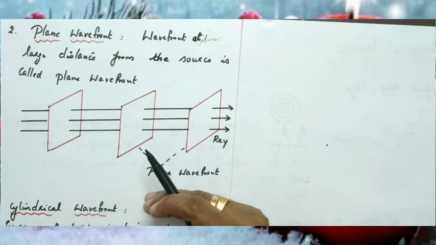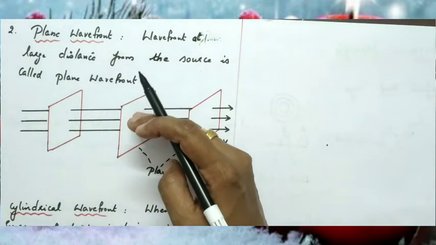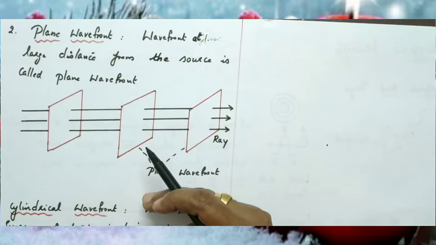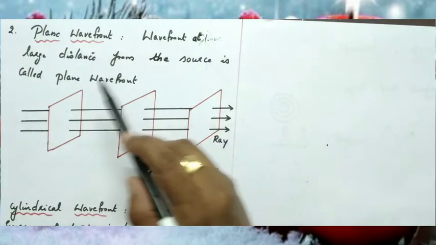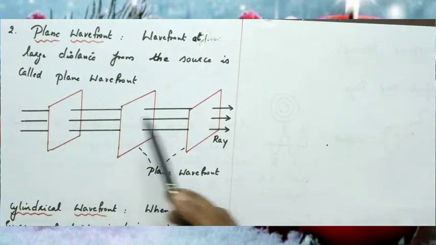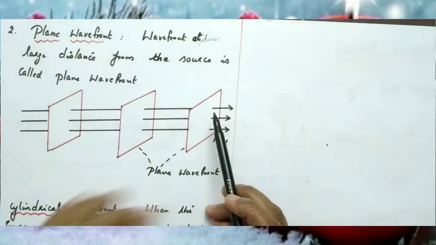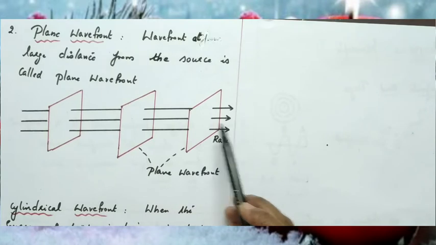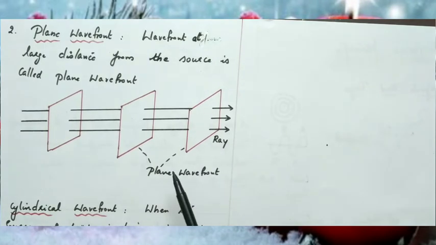Okay, so that's about the planar wavefront. When the light source is at infinity, the wavefront that reaches the earth becomes planar. So, wavefront at large distance from the source is a planar wavefront. So, these are all planar wavefronts, and these are the rays. Rays are always perpendicular to wavefront.